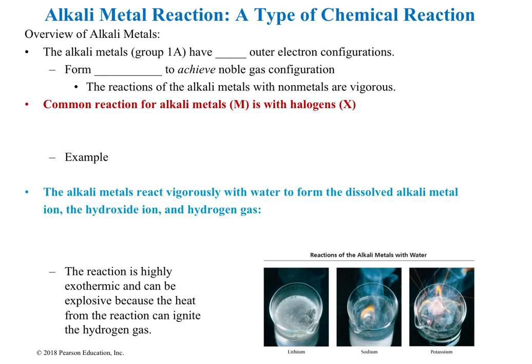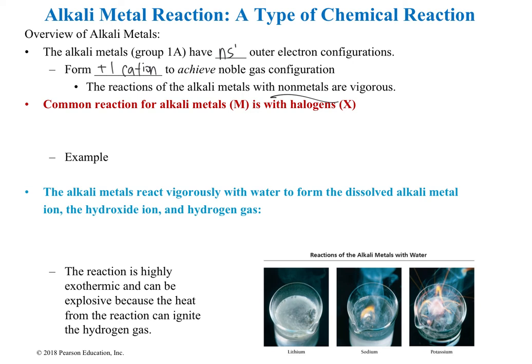Okay, the next type of reaction is alkali metal. Remember, they are group 1 elements. They have an ns1 electron configuration, which means that they like to form a +1 cation to be like their closest noble gas. And so these reactions with nonmetals are pretty vigorous because the alkali metal wants to give that electron away so bad, and those nonmetals really like to take them.